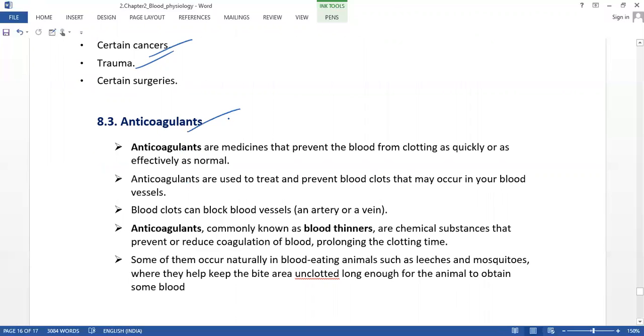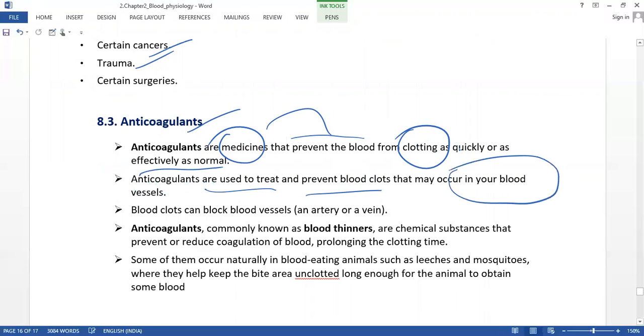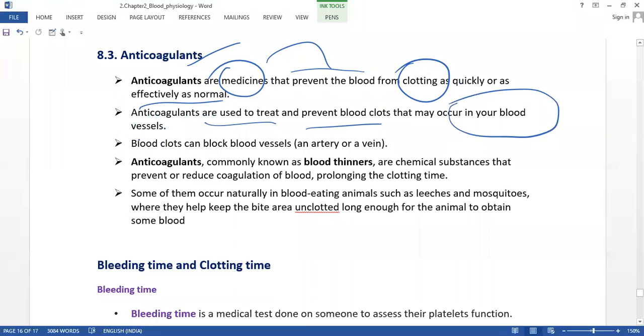Anticoagulants. The next concept, anticoagulants, are medicines. What do they do? They prevent the blood from clotting, acting as a prevention from clotting, and they act quickly and effectively. Anticoagulants are used to treat and prevent blood clots that may occur in the blood vessels. A blood clot can block the blood vessels. Anticoagulants are commonly known as blood thinners.